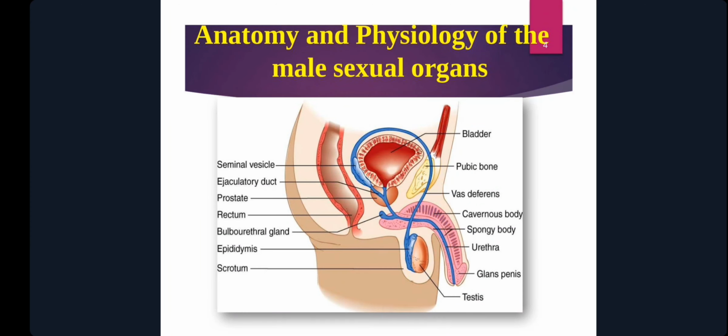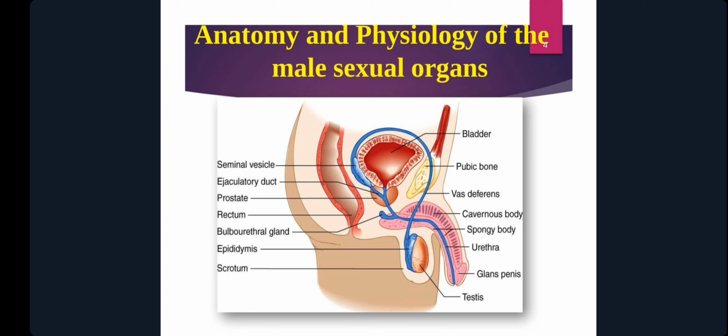In the posterior part of the bladder, the vas deferens is a little enlarged. This enlargement of the vas deferens is named the ampulla of the vas deferens. At this point, two accessory glands empty into the vas deferens. One of them is named the seminal vesicle, this part.